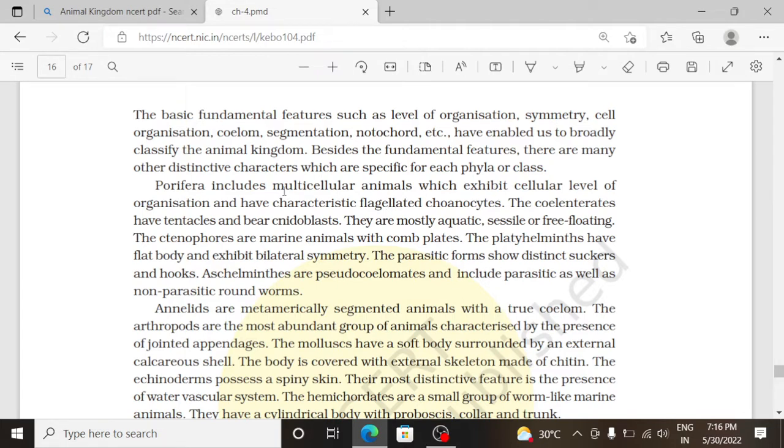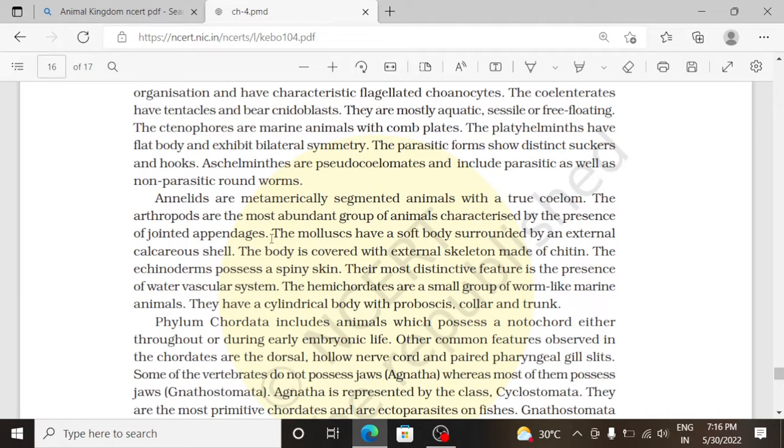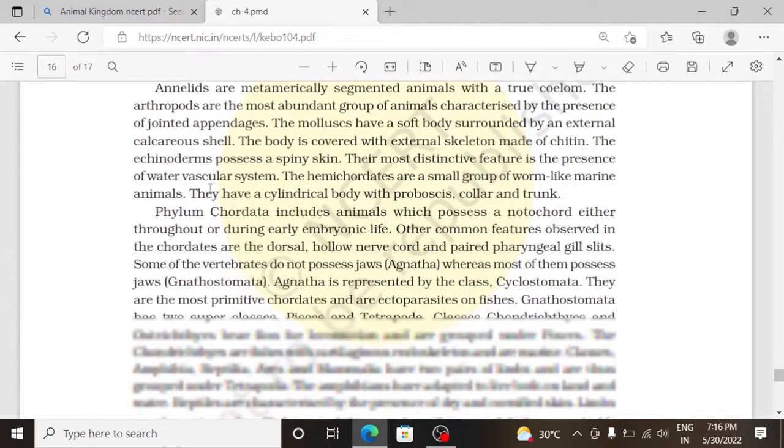Porifera includes multicellular animals which exhibit cellular level of organization and have characteristic flagellated choanocytes. The coelenterates have tentacles and bear cnidoblasts. They are mostly aquatic, sessile or free-floating. The ctenophores are marine animals with comb plates. The Platyhelminthes have flat body and exhibit bilateral symmetry. The parasitic forms show distinct suckers and hooks. Aschelminthes are pseudocoelomates and include parasitic as well as non-parasitic roundworms.